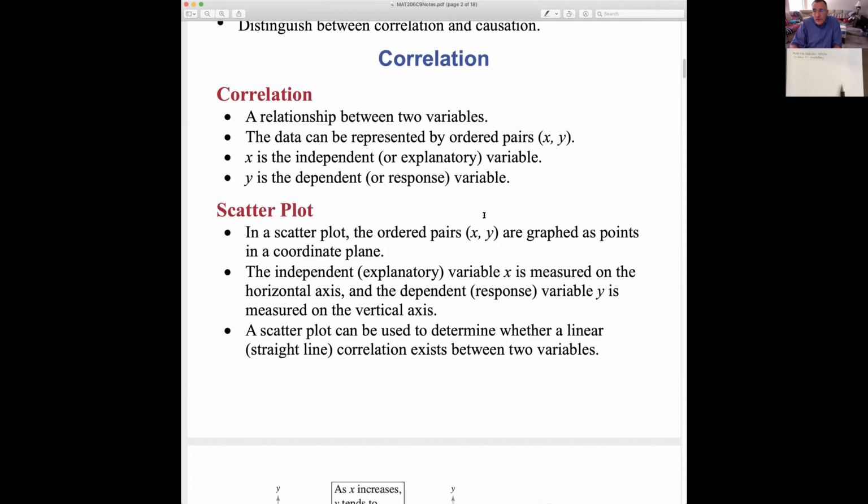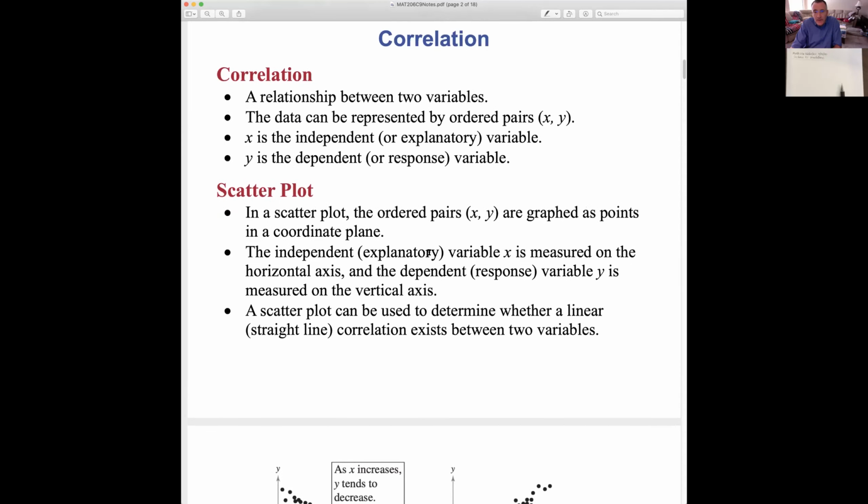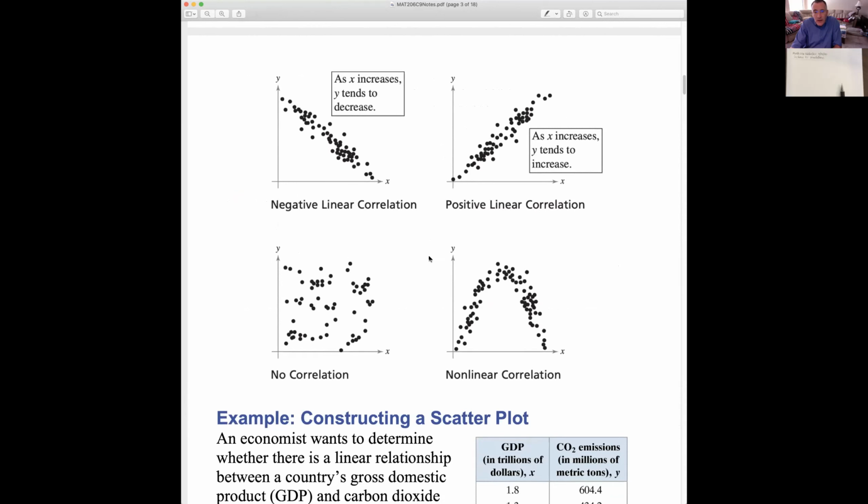Then we want to look at whether or not there's a relationship between the two. So that is our plan. The first thing we want to do is make a scatter plot. So I need some data. Here are some scatter plots that are already made. Notice that you graph the x's on the x-axis and the y's on the y-axis.